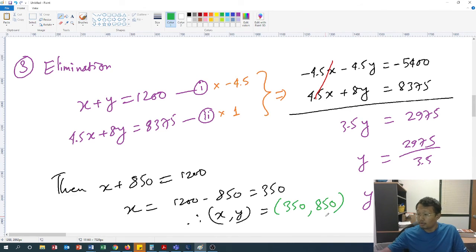This is the way you use graphing, substitution and elimination methods to solve a system of linear equations.